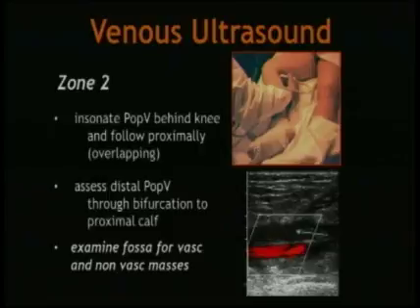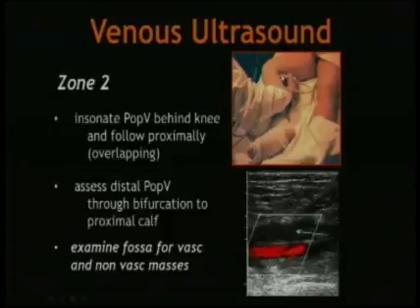Zone 2, we continue on to the level of the popliteal vein, and we use an overlapping technique to evaluate the popliteal vein. We'll evaluate it in the distal thigh from a medial approach, and then take the transducer and position it behind the knee, and then work our way back so that we're overlapping areas from both the medial and a posterior approach, making sure that we're not missing any area of the popliteal vein.